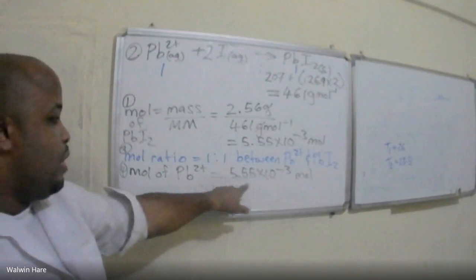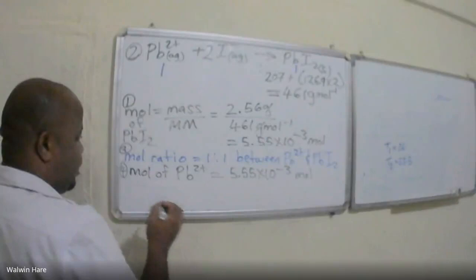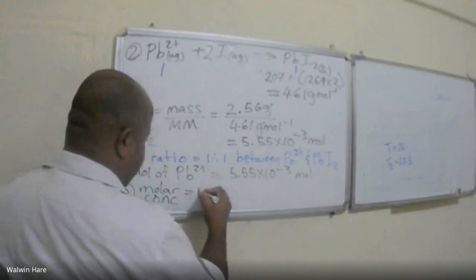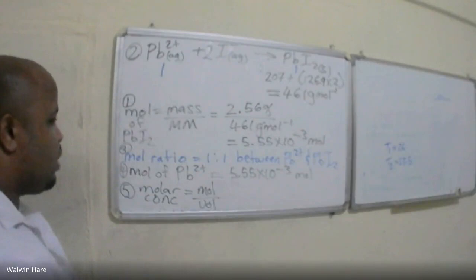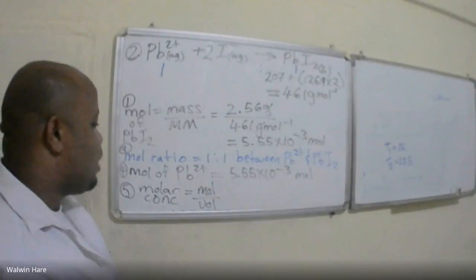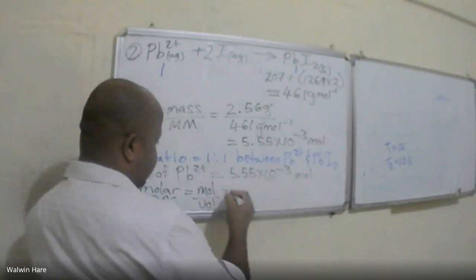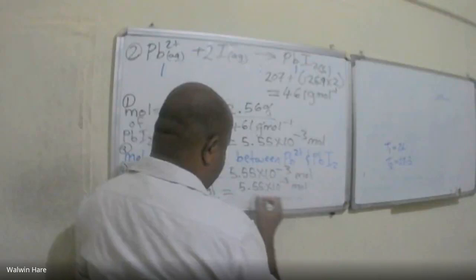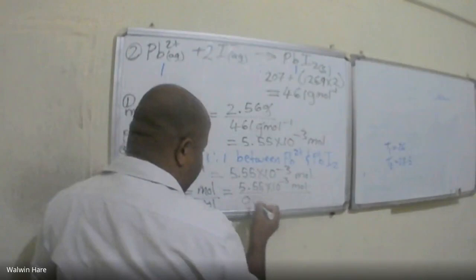Now once you have the mole, because we want to find concentration, we know that molar concentration is equal to mole divided by volume. What was the volume I used? I think it was 20 mL of the water sample. Let's work with 20 mL. So it will be 5.55 times 10 to the minus 3 moles divided by, remember the value must be in dm cubed, so 20 cm cubed would be 0.02 dm cubed.